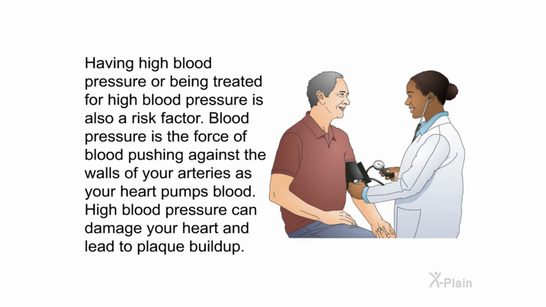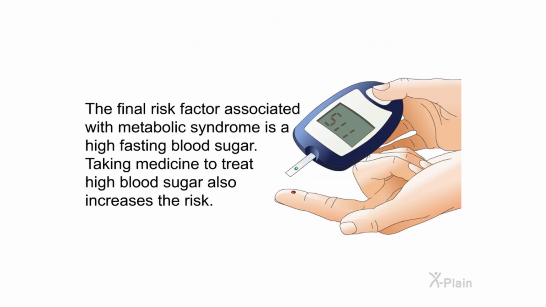Having high blood pressure or being treated for high blood pressure is also a risk factor. Blood pressure is the force of blood pushing against the walls of your arteries as your heart pumps blood. High blood pressure can damage your heart and lead to plaque buildup. The final risk factor associated with metabolic syndrome is a high fasting blood sugar. Taking medicine to treat high blood sugar also increases the risk.